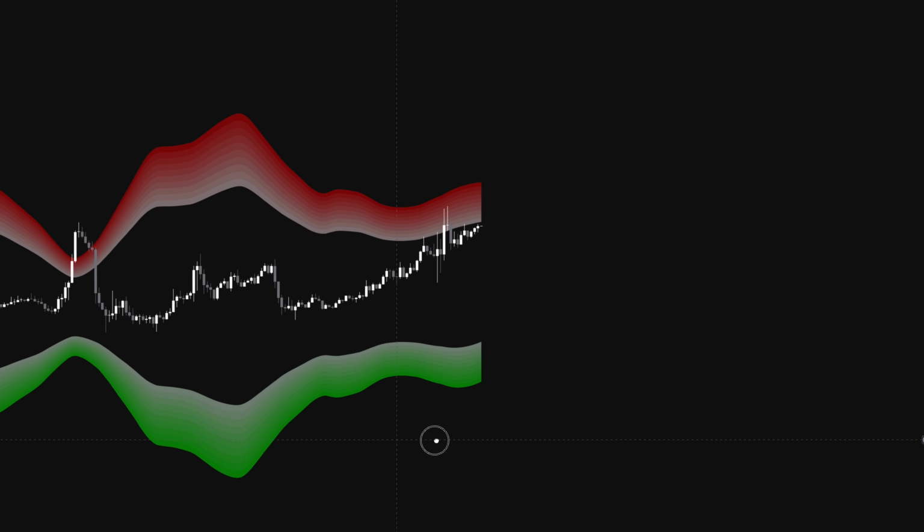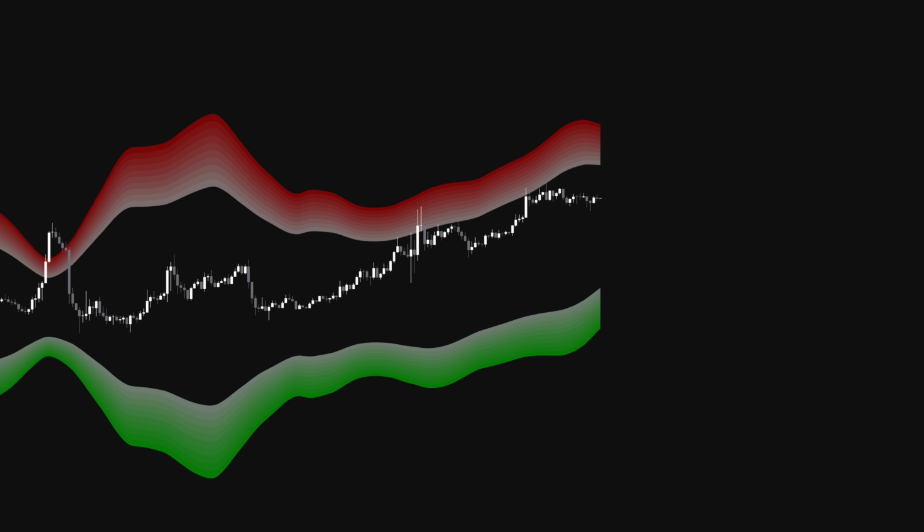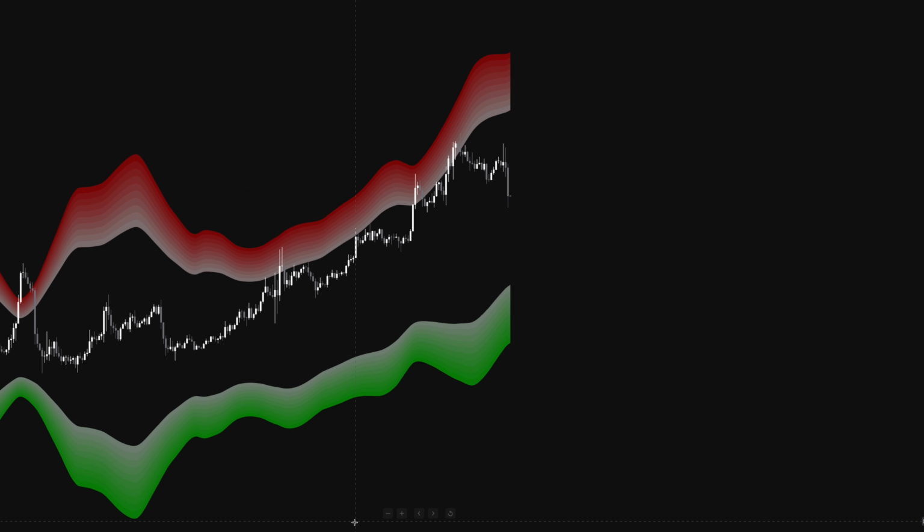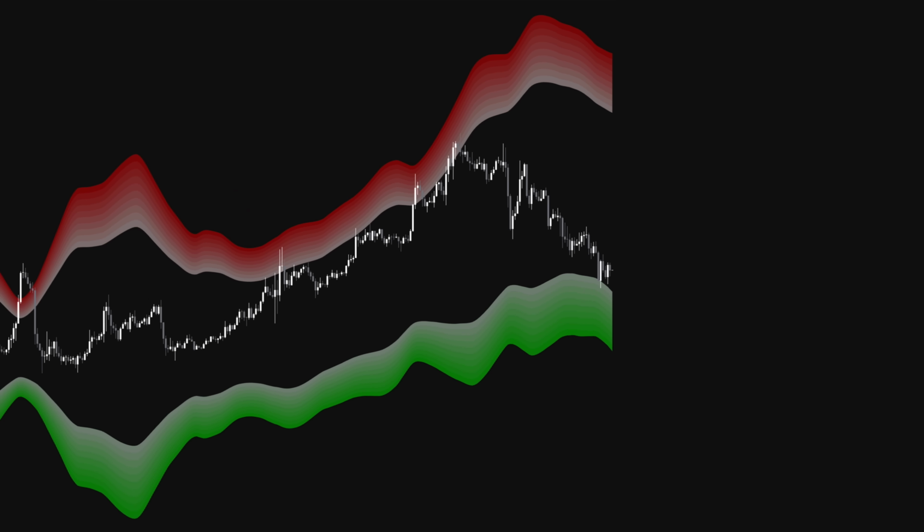The smoothing length becomes critical for timeframe adaptation. Higher values create stable zones for position trading. Lower settings generate responsive boundaries for intraday scalping.